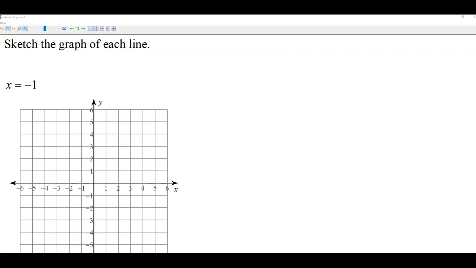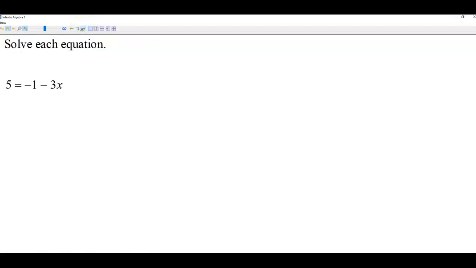Whenever you have x equals a number, that's just going to be a vertical line going through -1 on the x-axis. So whenever you have a y equals, it's a horizontal line. When you have an x equals, it's a vertical line. All right. And then we got some equation solving review here. So we want to solve for x. So let's go ahead and start with our addition. You always want to do addition before you do the other things. Next, we're going to divide. And we end up with x equals -2.